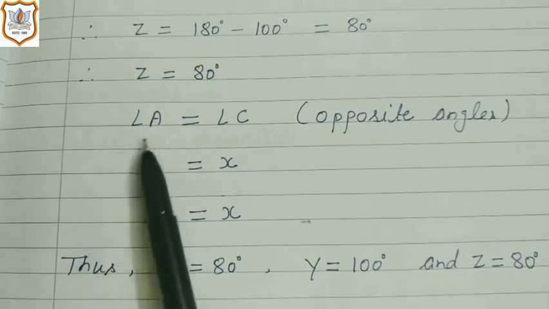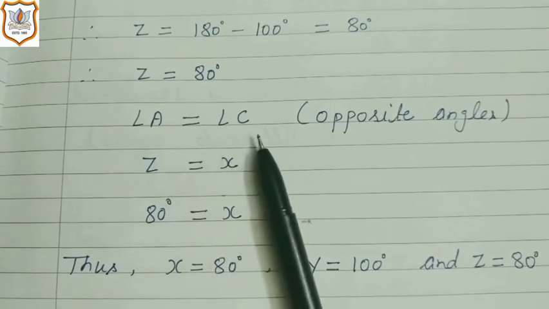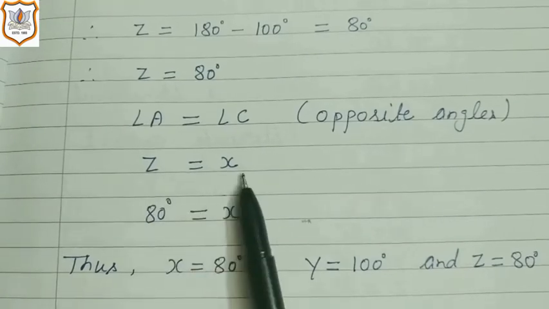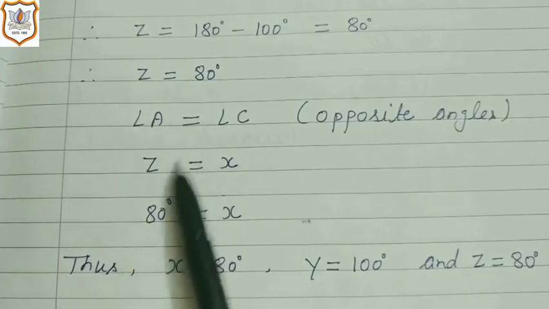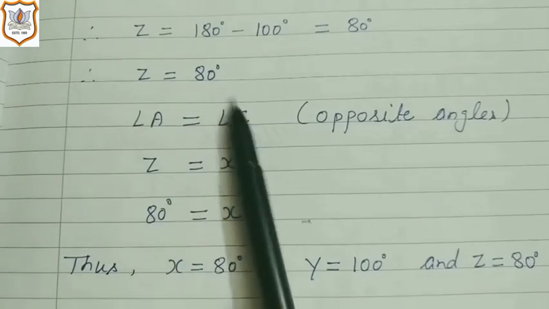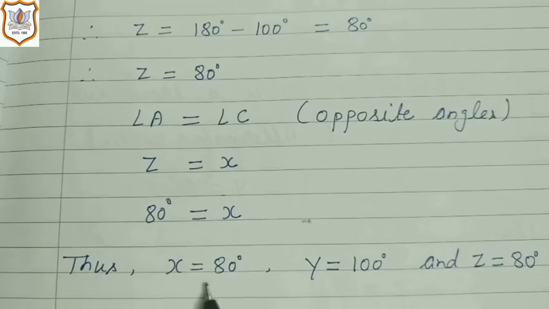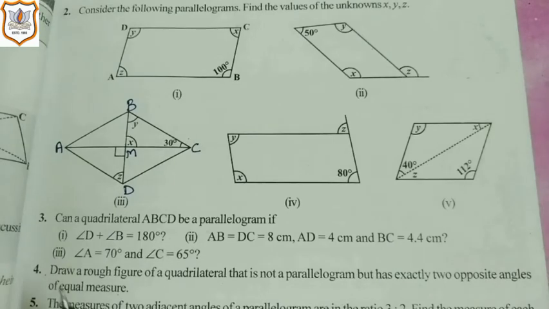Now angle A is equal to angle C because angle A and angle C are opposite angles. So we write z is equal to x. Angle C is x given in the figure and angle A is z given in the figure. We get the value of z is 80. So we put 80 is equal to x. Thus x is equal to 80 degrees, y is equal to 100 degrees and z is equal to 80 degrees. Students, now we will solve third part.